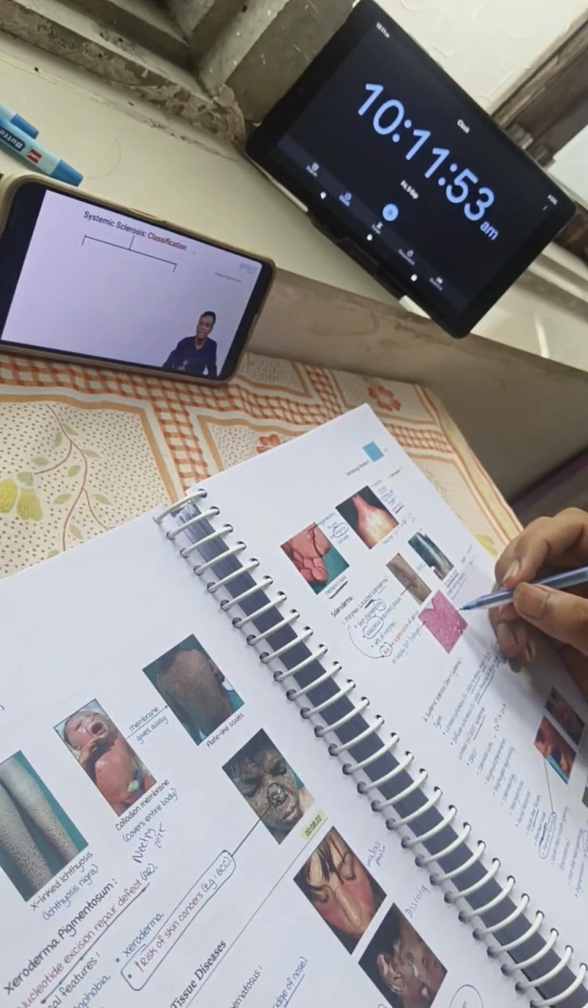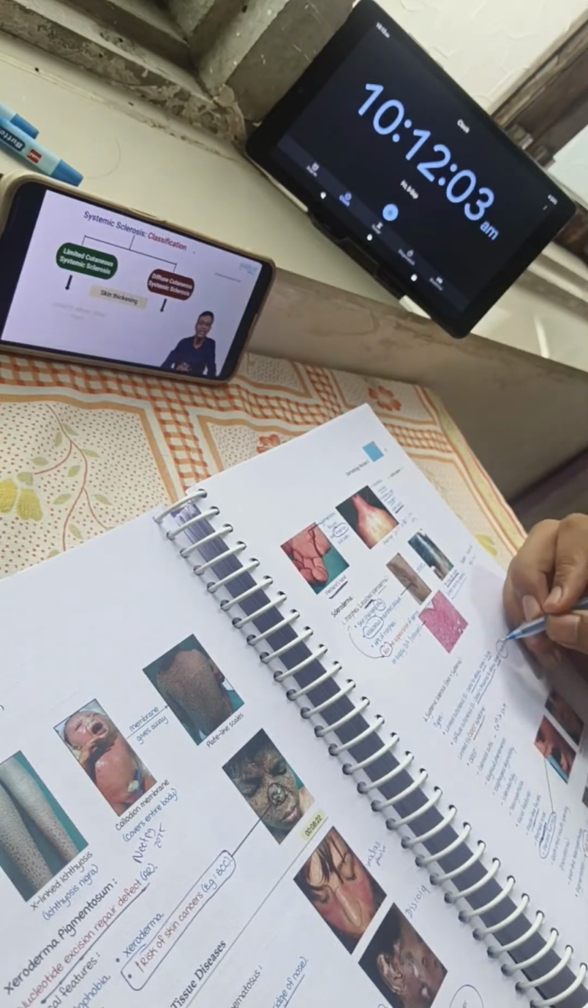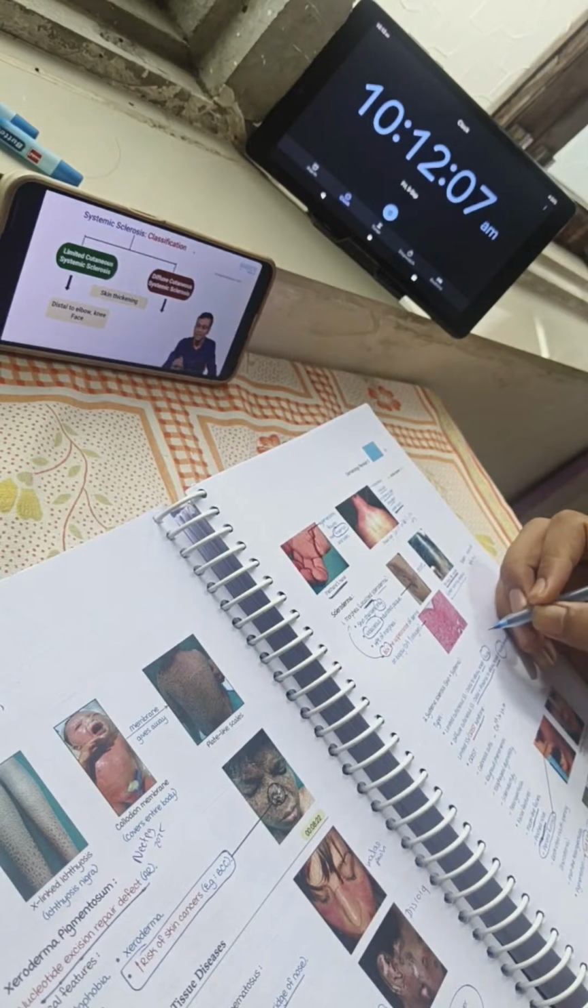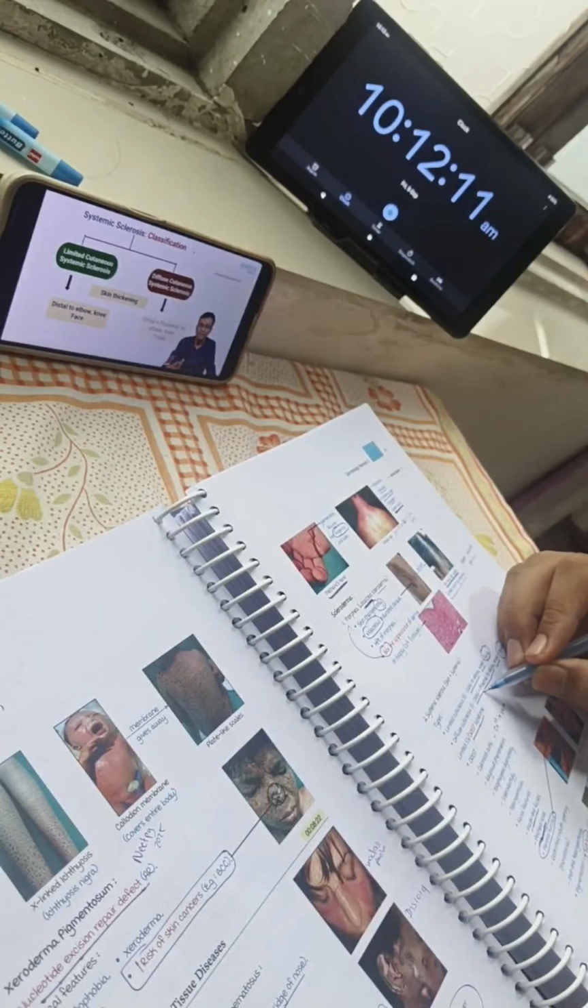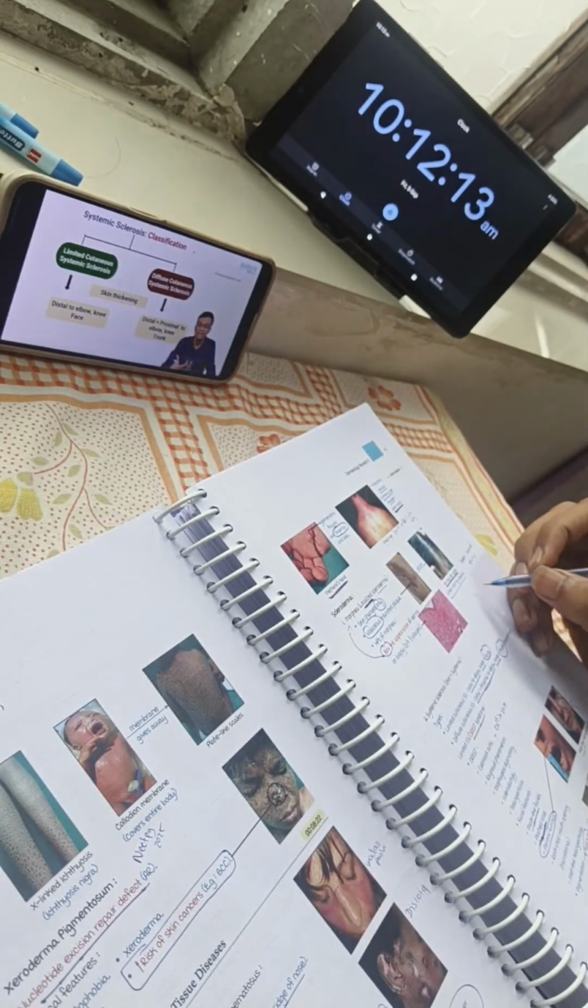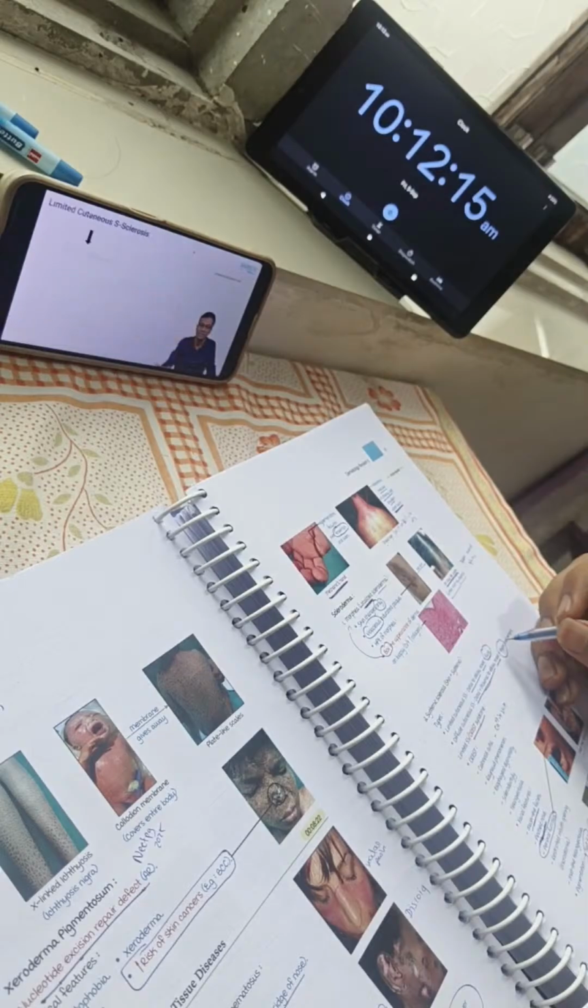We now move on to the classification of systemic sclerosis, which is broadly divided into limited cutaneous systemic sclerosis and diffuse cutaneous systemic sclerosis based on the skin thickening. If the thickening of the skin is distal to the elbow, distal to the knee, it is limited; if proximal to the elbow, proximal to the knee, then it is diffuse cutaneous systemic sclerosis.